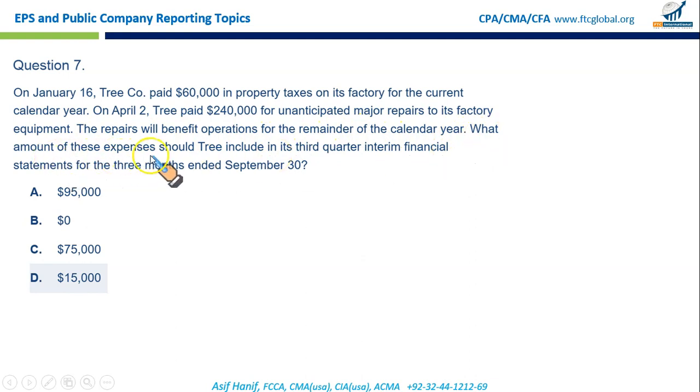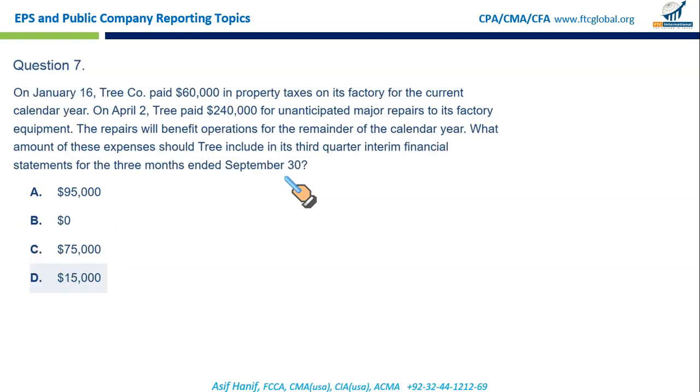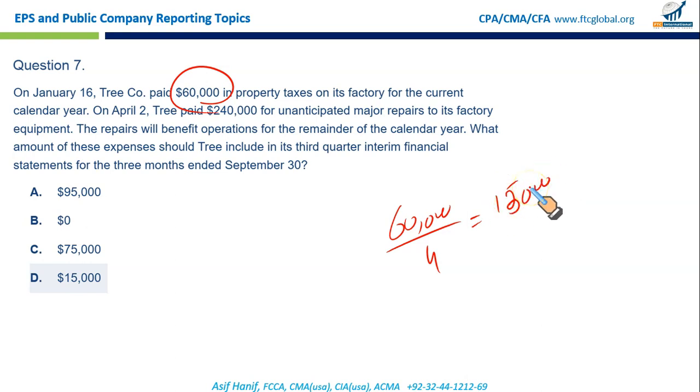What amount of these expenses should Tree include in its third quarter interim financial statements for the 3 months ended September 30? It's a very straightforward question. So you are going to take this $60,000. It's for 4 quarters, so the quarterly amount to be reported as an expense is $15,000. For interim reporting purposes, costs that benefit multiple periods should be allocated equally to those periods. So this is what you will consider for the third calendar quarter.